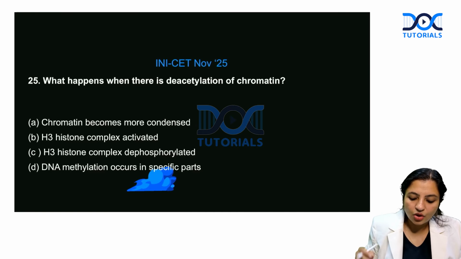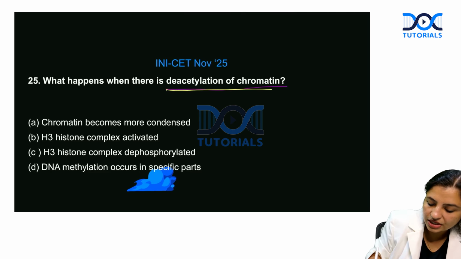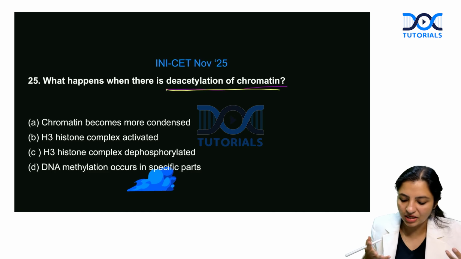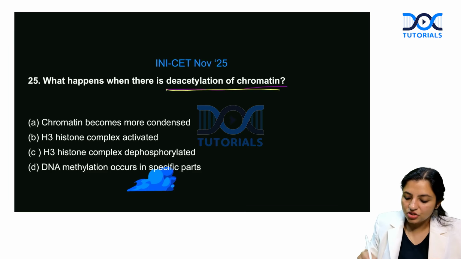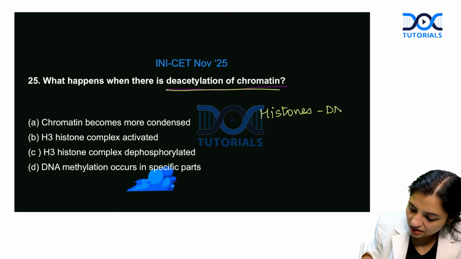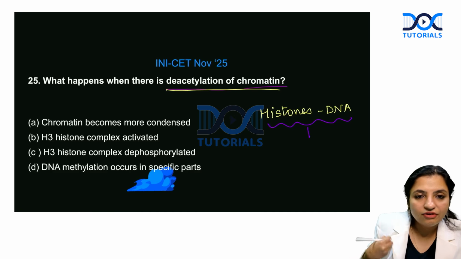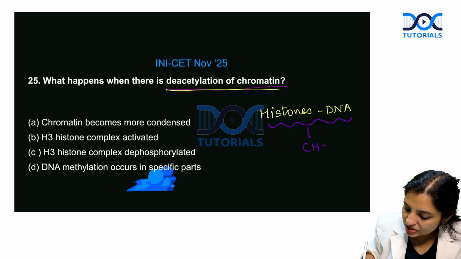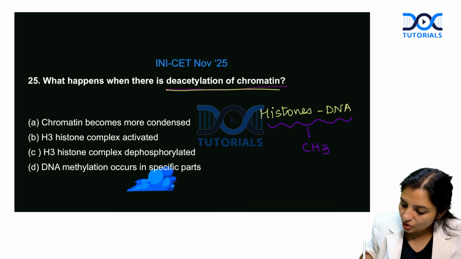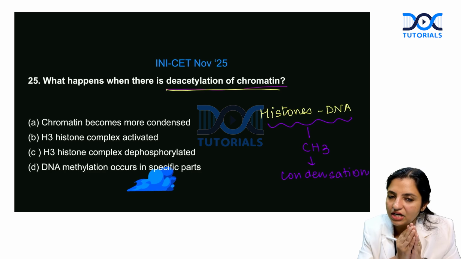Coming to the next question, what happens when there is deacetylation of chromatin? This is a question on epigenetics, and I've already told you this and taught you so many times. So what is the classical point here? Whenever we talk about chromatin, remember the rule. Chromatin is histones and DNA. Whenever a methyl group is attached to histones or DNA, it causes condensation of chromatin, and that chromatin becomes inactive. It stops working.